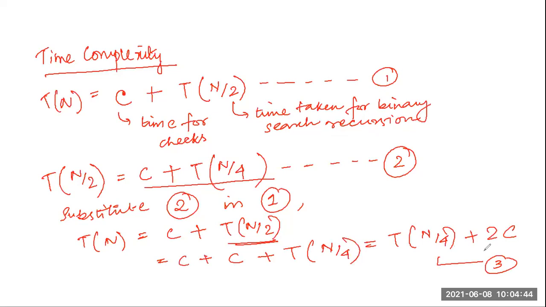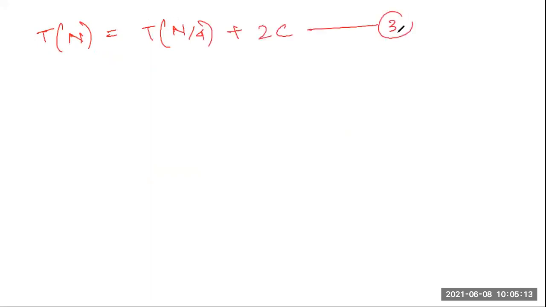I will have to delete it and again write the next thing. Okay. So what was my equation number 3? I have substituted and found out it is equal to T of n by 4 plus 2C. This is my equation 3.